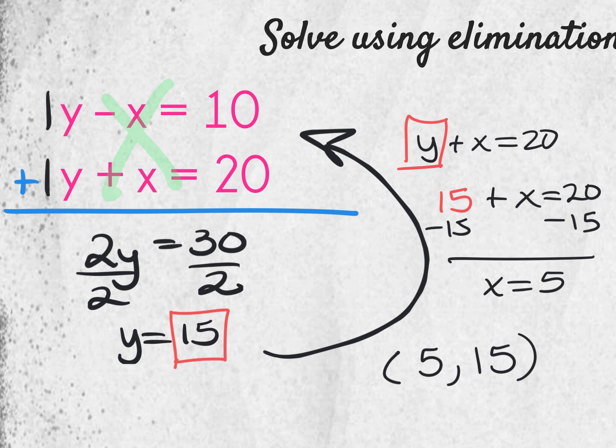Sometimes when you're using the elimination method, the equation might be already set up for you, and then all you've got to do is combine the two. Just add the two equations, and automatically one of the variables will cancel out. And again, you can do the check on this one, but (5, 15) is a good answer here.